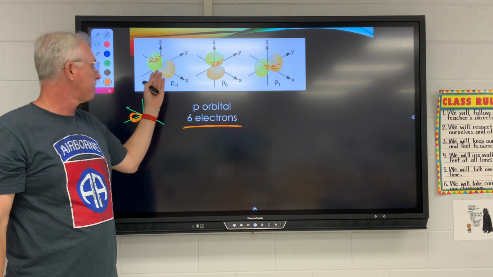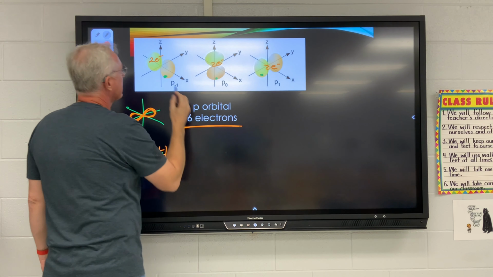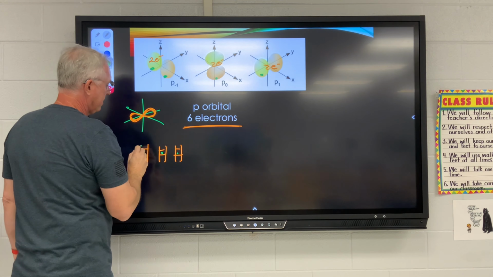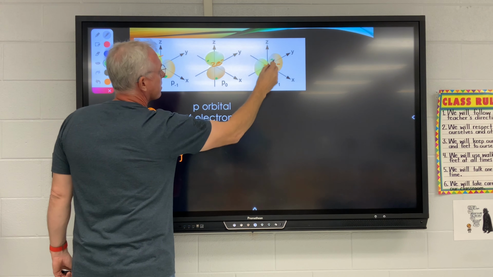So you get 2 electrons, 2 electrons, 2 electrons. When you look at the hotel room thing, that's 3 bunk beds, and keeping in mind that they fill, 1 will go here, first electron, 1 will go here, second electron, 1 will go here, third electron. Then when the 4th electron comes along, he goes back here again. 5th will go here, 6th will go here.